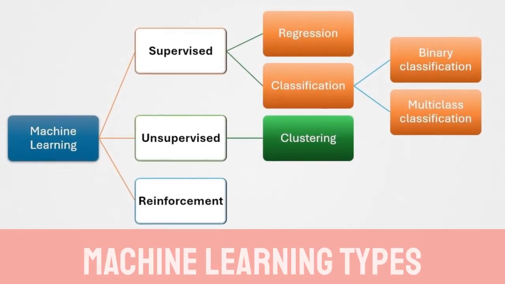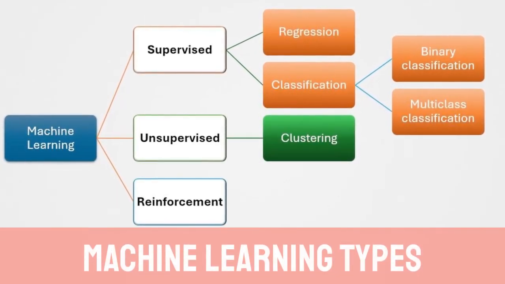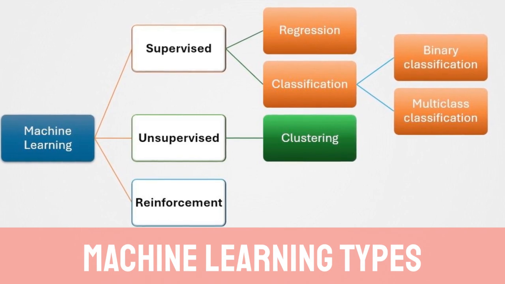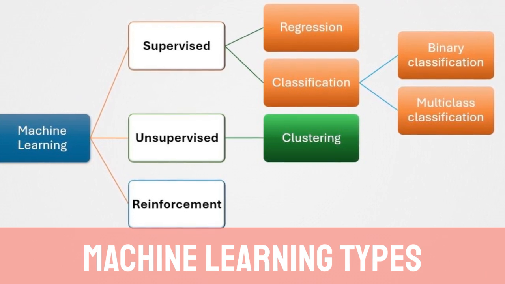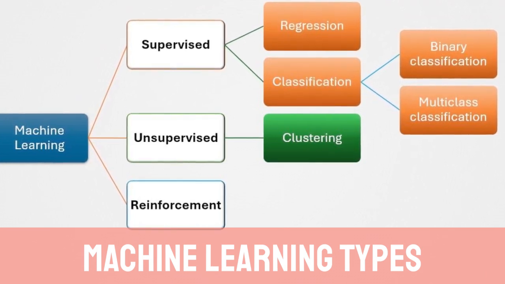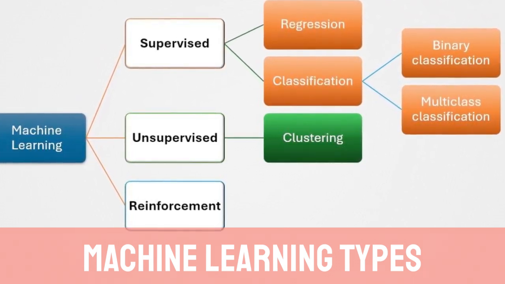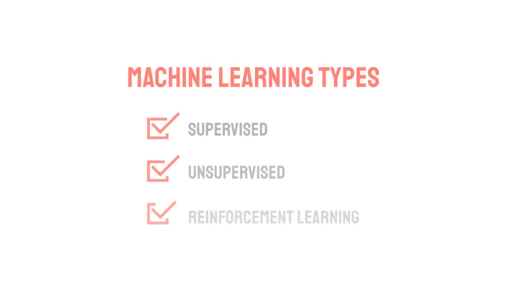There are three main types of machine learning, and the type you choose depends on your data and the problem you're trying to solve. There's supervised learning, where a teacher guides the learning. Unsupervised learning, where the model finds patterns on its own, and reinforcement learning, where the model learns through trial and error. Supervised, unsupervised, and reinforcement learning are the three main types of machine learning, categorized by how a model learns from data.